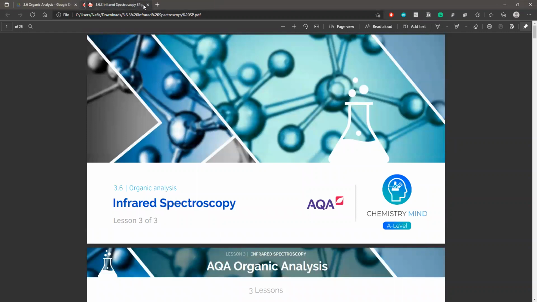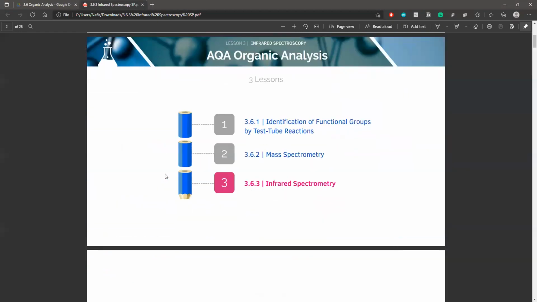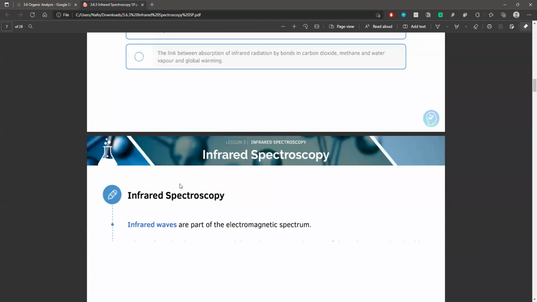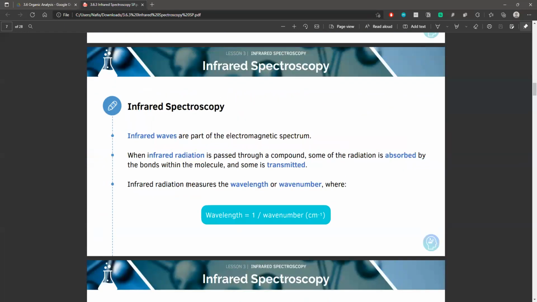The last thing we're going to do before we go through a couple of practice questions is IR spec. This is probably the one that you might be the most worried about. But basically, all this is to do with is infrared waves. Infrared waves are part of the electromagnetic spectrum, which is just waves of energy being passed through. When infrared radiation is passed through a compound, some of that radiation is absorbed by the bonds within the molecule, and some is transmitted.